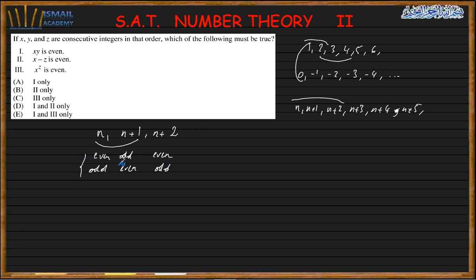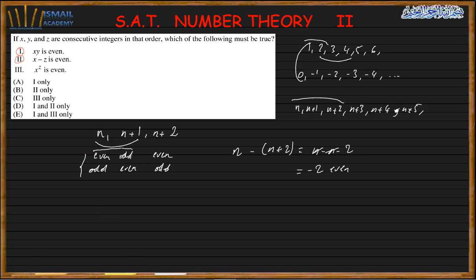So if I take those two and multiply them together, we know that the product of even and odd is even. So the first choice, the product is even, is true. If I take the first and the last, the first is n minus and the last is n plus 2. So I will have n minus 2. So this is cancelled out, which is minus 2. And this is even. So the second one is true.